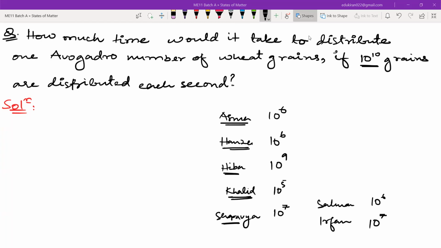Now, rather than giving the wheat grain, this question is in NCERT. They should have given how much time it would take to spend one Avogadro number of currency, rupees, dollars, or pounds, or anything. If you spend 10 to the power 10 rupees in each second, you will take 10 to the power 6 years to spend that money. So you can imagine how huge this Avogadro number is.